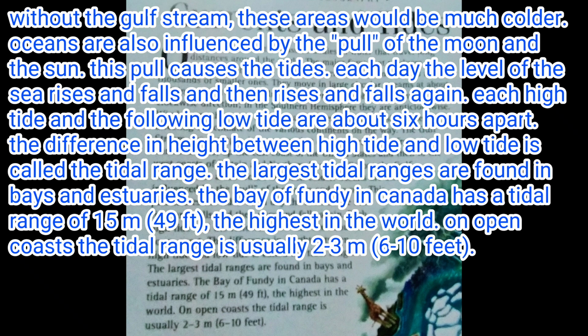Oceans are also influenced by the pull of the moon and the sun. This pull causes the tides. Each day the level of the sea rises and falls and then rises and falls again. Each high tide and the following low tide are about 6 hours apart. The difference in height between high tide and low tide is called the tidal range.